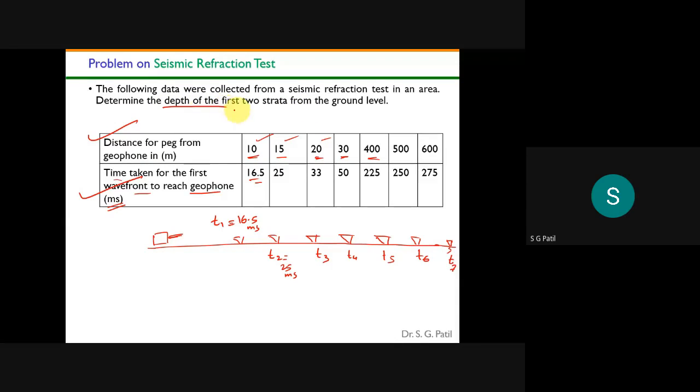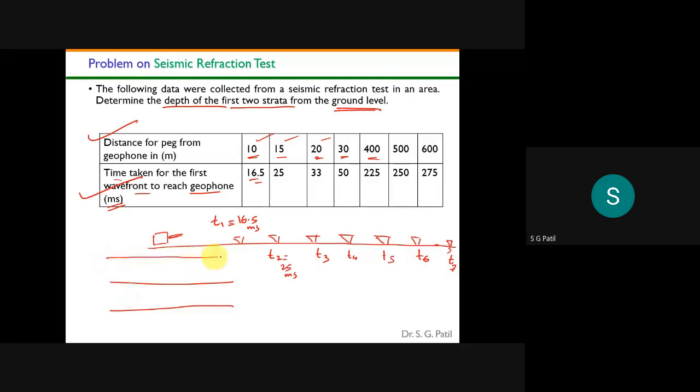Determine the depth of the first two strata from the ground level. That means in the problem itself they are telling there are two strata. So this is ground level. This is layer 1. This is layer 2. That means if you plot a graph, you will get two straight lines. One straight line will be like this, and another straight line will be like this. Understood?